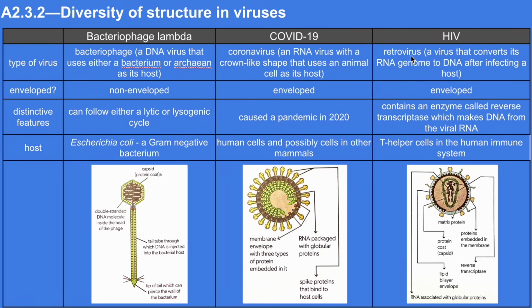HIV is a retrovirus. A retrovirus is an RNA virus that uses an enzyme called reverse transcriptase to go backwards and turn that RNA into DNA. Okay, it's an enveloped virus that attacks T helper cells in the human immune system.